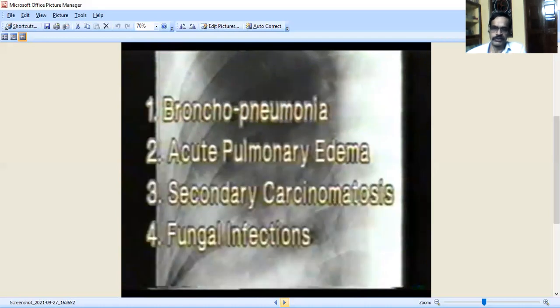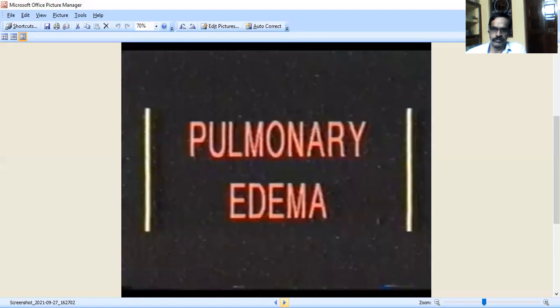So if such a shadow is there, four possibilities are there. One is bronchopneumonia, number two acute pulmonary edema, number three secondary carcinomatosis, and number four fungal infection. In these four conditions, cotton wool-like fluffy shadows will be there. Then, pulmonary edema. This is a pulmonary edema case, isn't it?